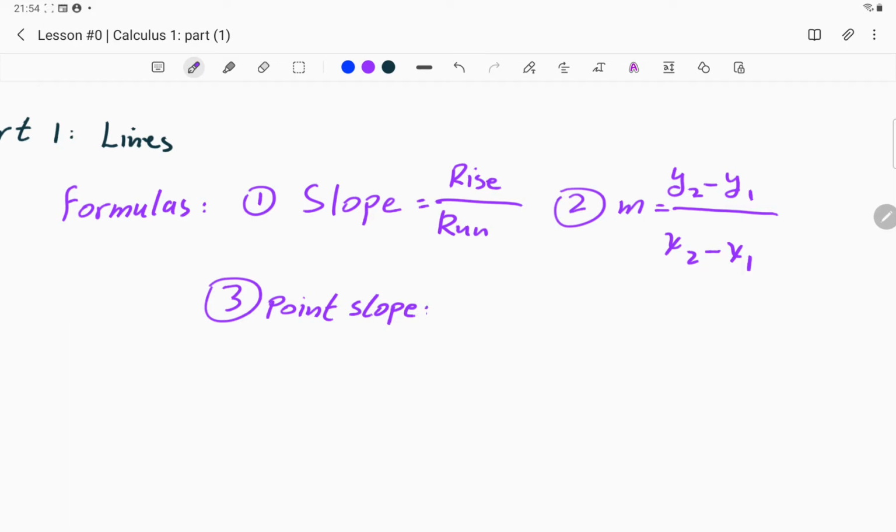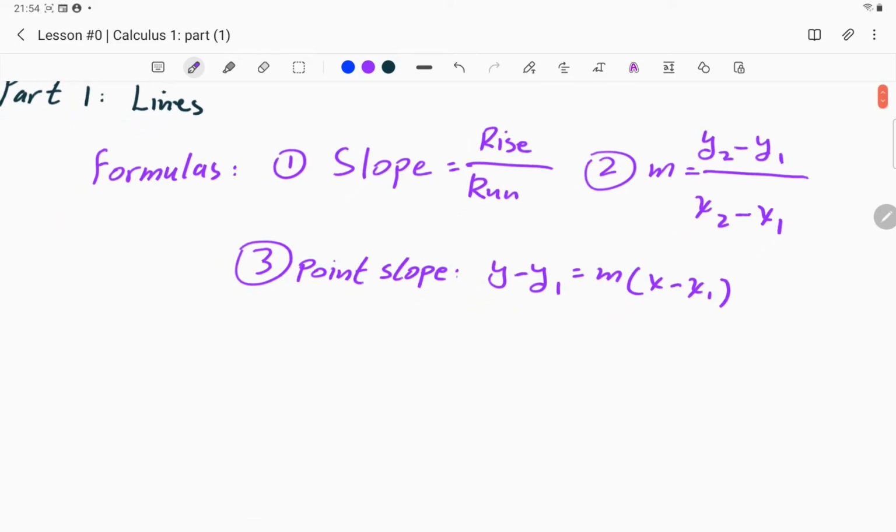Or you can use this equation, which is basically y minus y1 equals m times x minus x1. And lastly, the fourth one. I said mainly 3 because the first and the second are basically the same. The first isn't really much of a formula, more of understanding. So the fourth formula is the slope intercept, or y-intercept, you could say that.